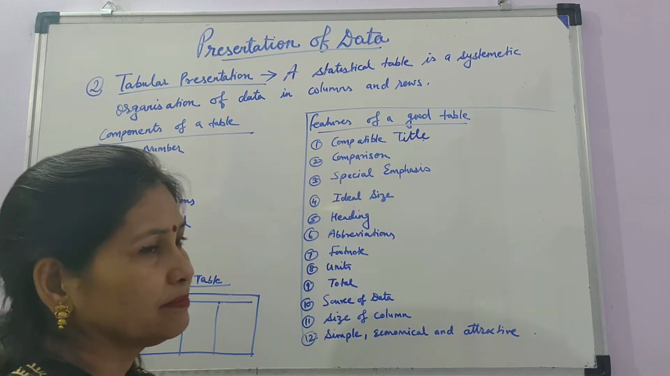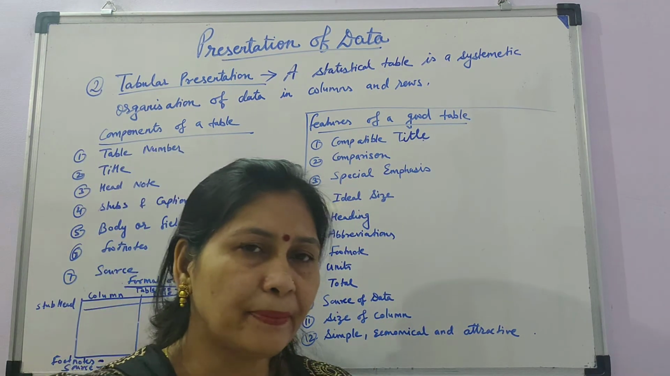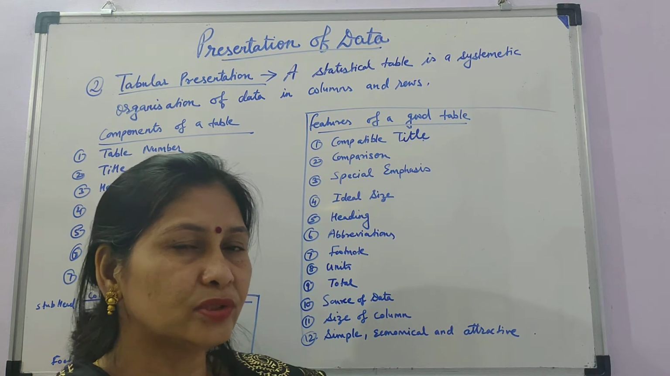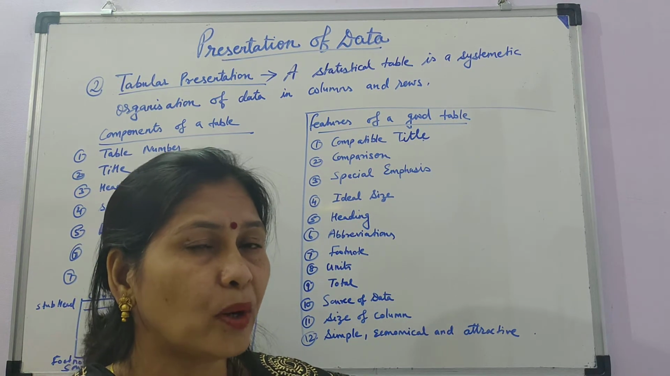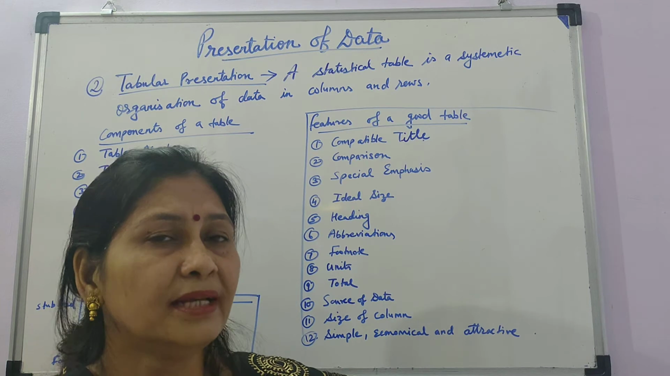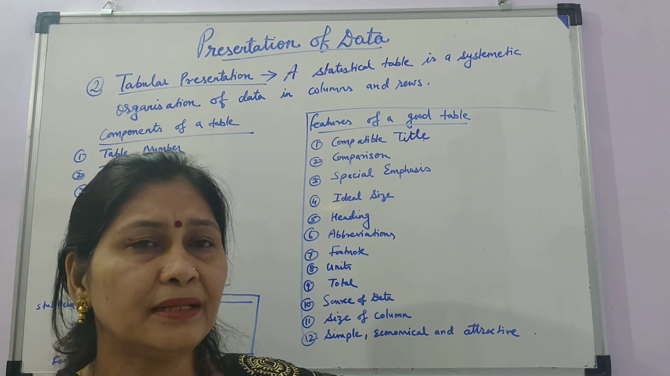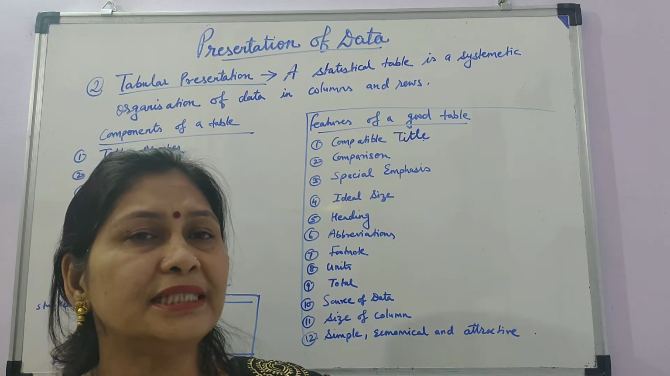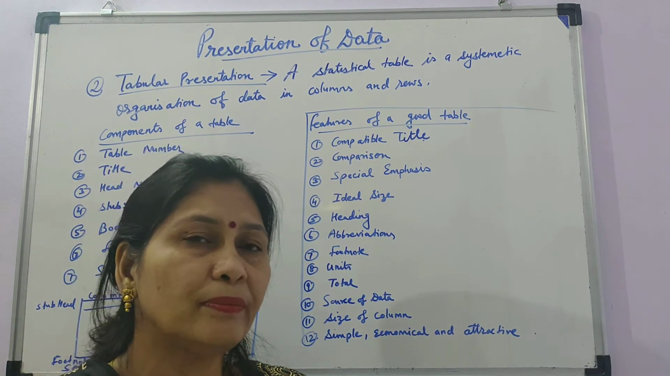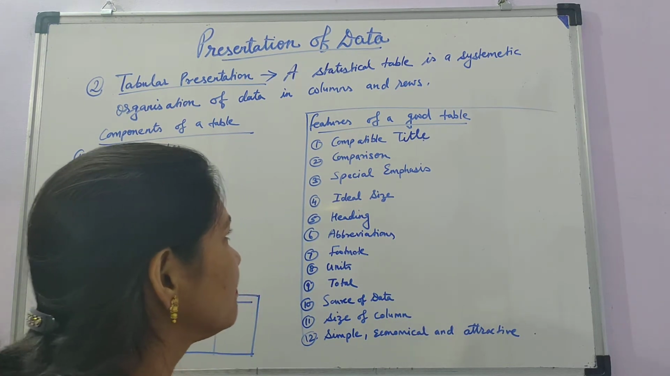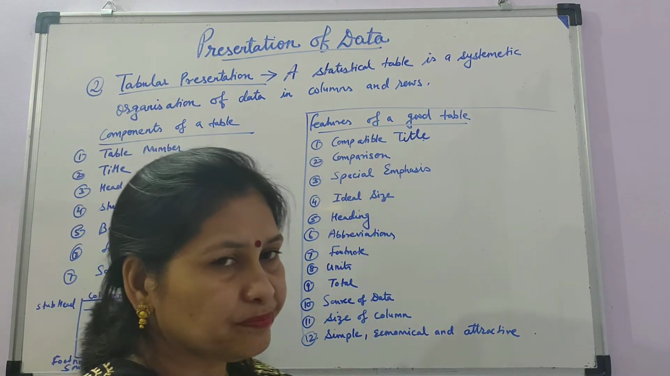Next is comparison. When you make the data comparing with one another, अगर हम एक डेटा को दूसरे से कंपेयर करना चाहते हैं तो it should be written properly in different rows and columns, तभी हम उसको कंपेयर कर सकते हैं. तो comparison is needed in a table. टेबल में बना करके हम कंपैरिजन इजीली कर सकते हैं, but comparison को हमें प्रॉपर rows और columns में लिखना पड़ेगा. Next, special emphasis.